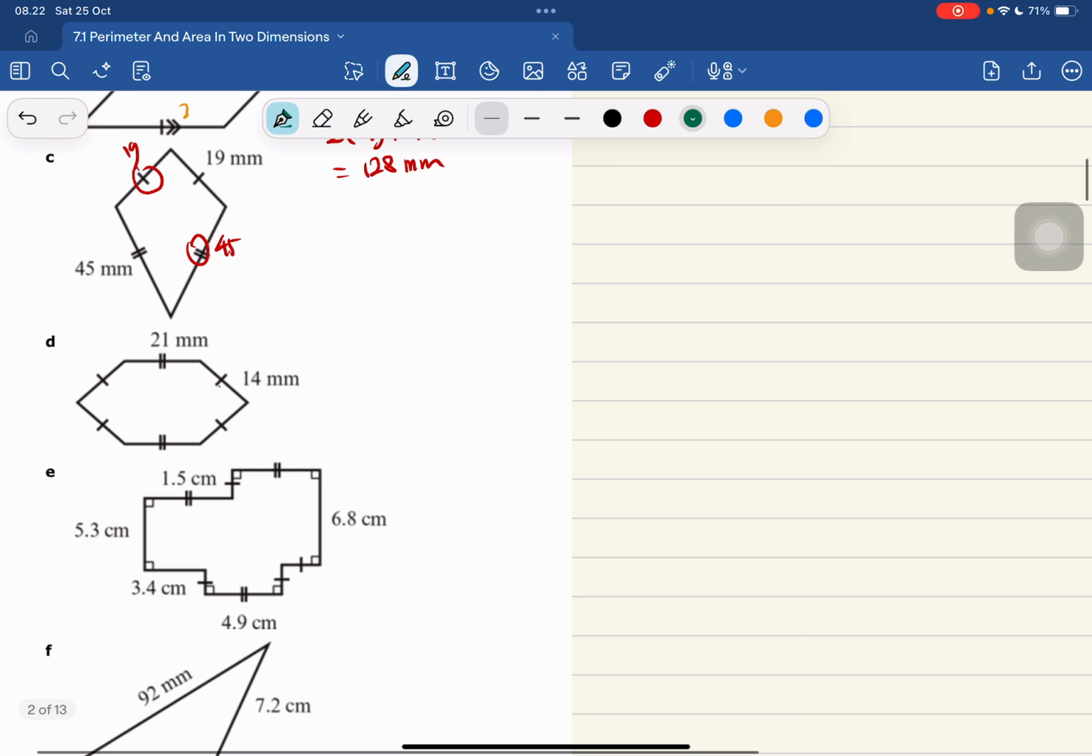Next, look at the equal sides, so this is 14, also 14, this 14, this 21. So 2 times 21 plus 4 times 14. 2 times 21 is 42, plus 4 times 14 is 56. So this is going to be 98 millimeters.